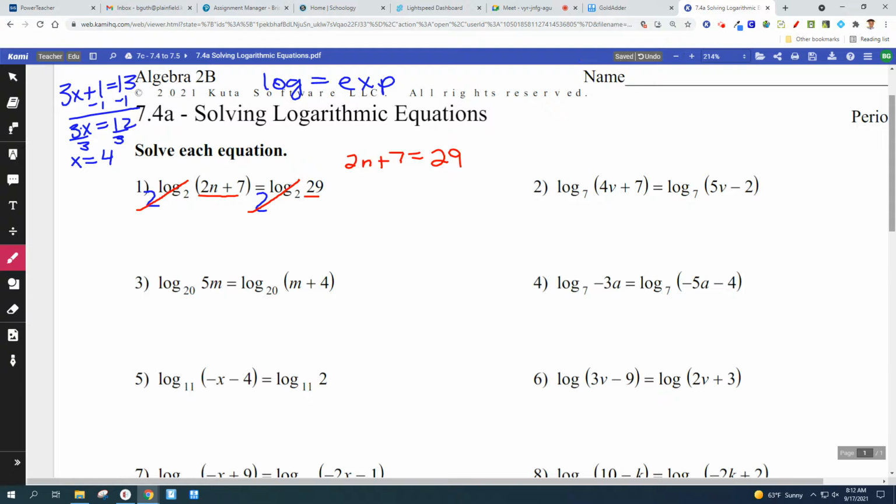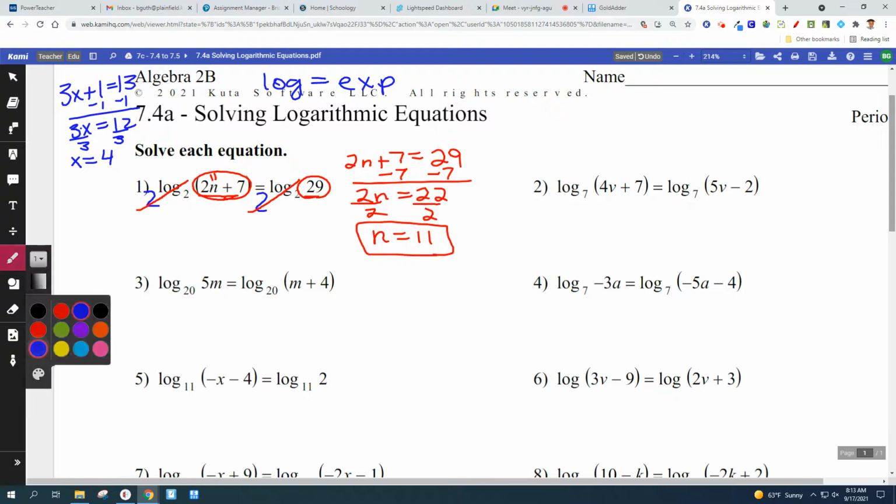Solve this the normal way that we would solve any other equation. Subtract 7 and divide by 2. n equals 11. Now, the last thing you should probably do is check your answer, because this number cannot be negative. If I plug in 11, I'm going to get a positive number, and that's going to be fine. That's going to work.